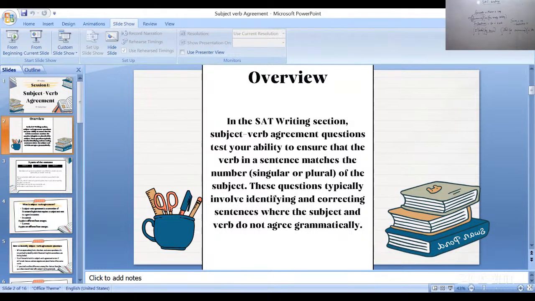Okay, so this is the most important thing. The subject-verb agreement is a convention of standard English that requires a subject and the verb to agree in number. This is actually a bit confusing, but it is very interesting.